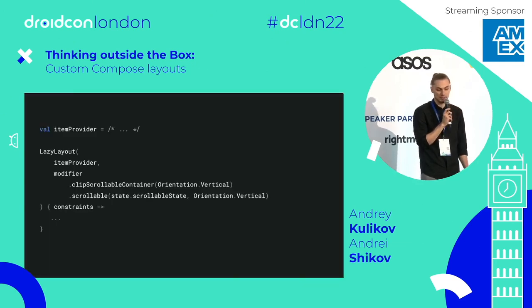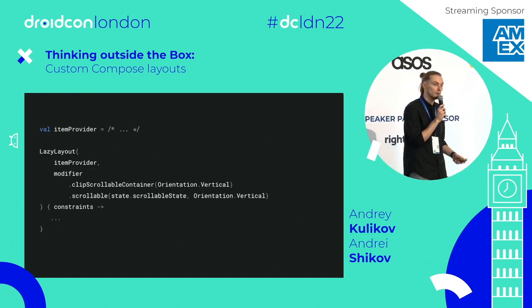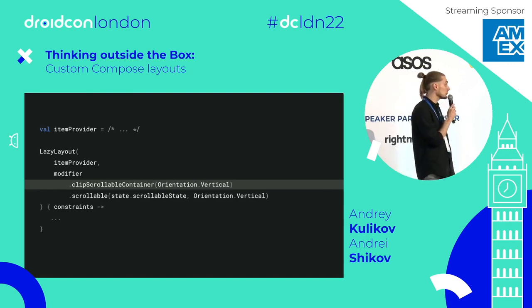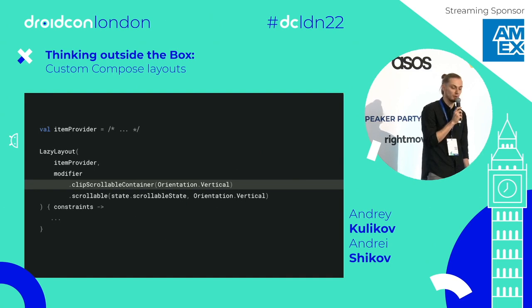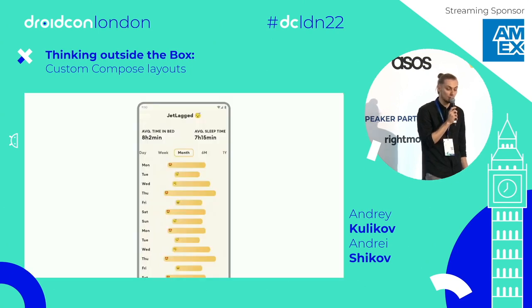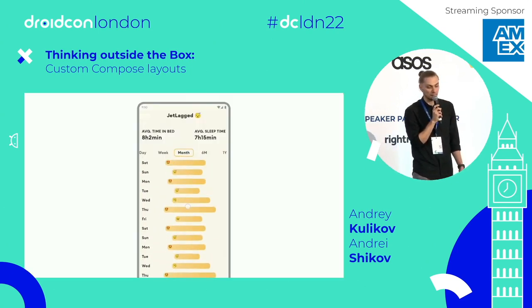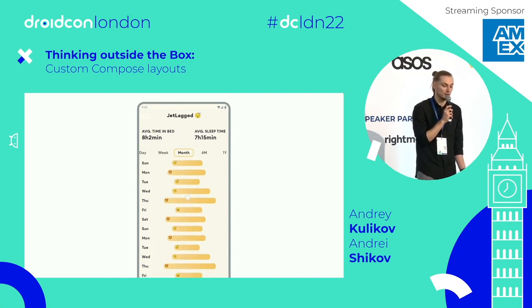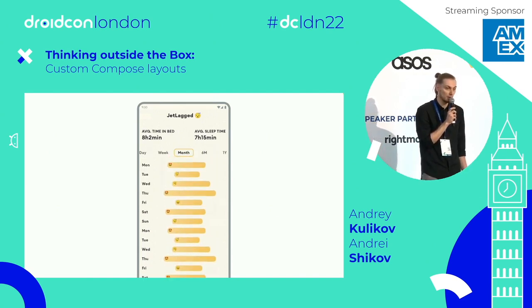OK, now we will start using it. Basically, we call lazy layout. We provide item provider here, but we need to apply a few modifiers. The first one is called clip scrollable container. As you probably know, layouts in Compose do not clip by default, but here we want to never display anything outside the bounds. If we do not apply that modifier, we will have items overlapping the siblings, and they will be abruptly disappearing once we figure out that this item is not visible anymore. That's not what we want, so we apply this modifier.